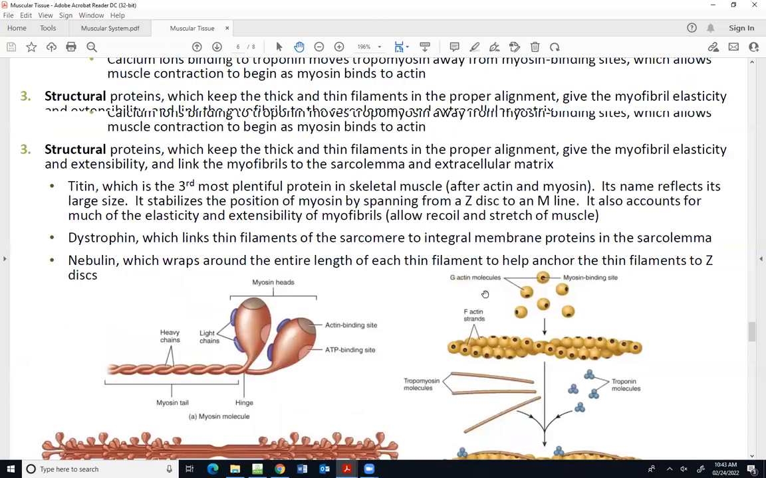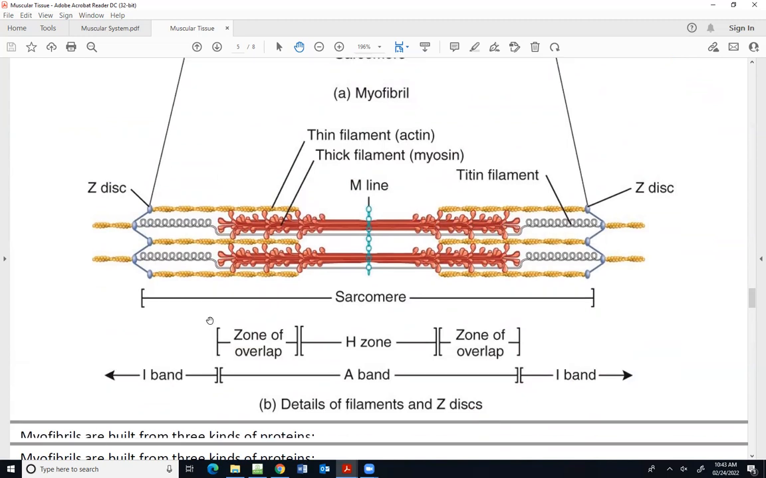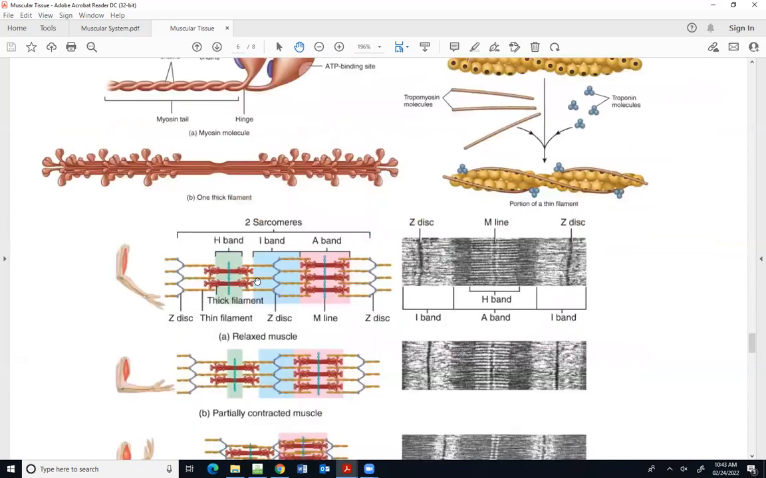And as the grabbing and pulling occurs, what happens is the thin filaments get pulled towards the M line, towards the middle of the sarcomere. And so the thick filaments end up getting pulled towards the Z discs. And this is what happens.